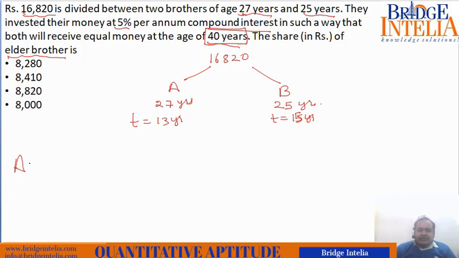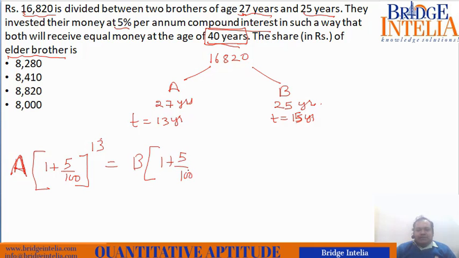So let's suppose A got money A. This money he deposited for 13 years. Rate 5. So A (1 + 5/100)^13 is equal to B (1 + 5/100)^15. So this cancels, takes a few powers with it, so only the square remains. So from here, A by B is equal to (21/20) whole square, which is equal to (105/100) whole square.